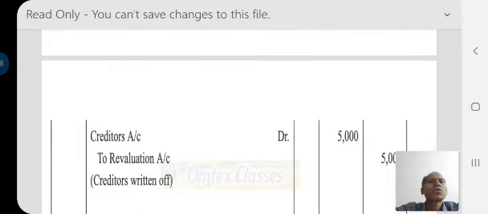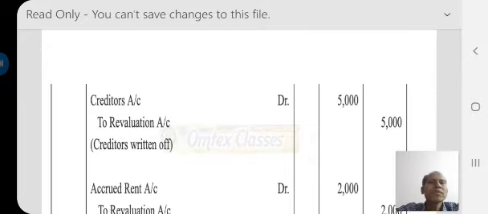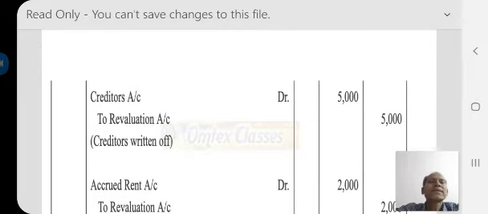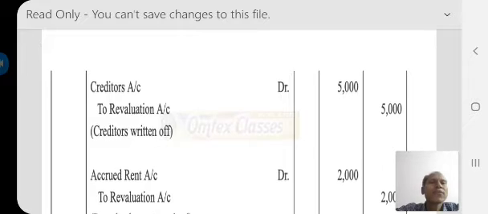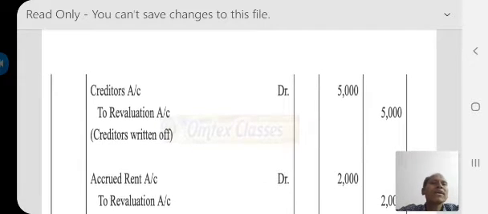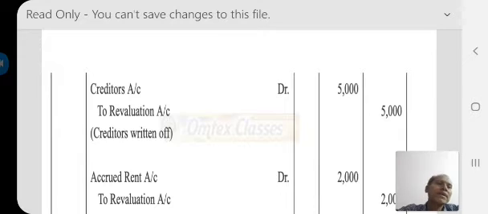Now, shall move further. See, creditors account debit to revaluation account. Okay, creditors written off so that we don't have any liability to pay of rupees 5,000. So that should be entered at the credit side of the revaluation account.